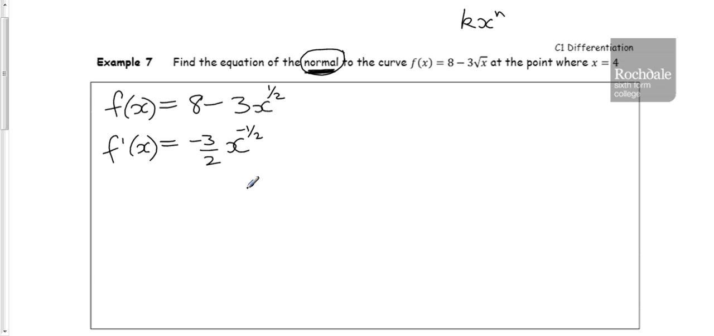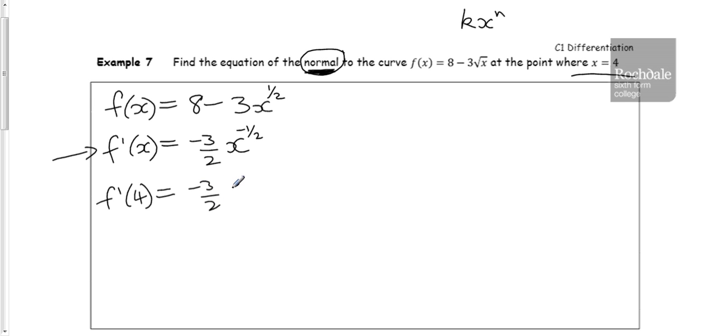So we've differentiated there. Now we want to find the equation of the normal at the point where x is 4. Now this will give us the gradient of the tangent. We must bear that in mind. We don't want the tangent, we want the normal. So let's sub in 4. And remember that'll give us the gradient of the tangent. We'll then need to do something with it to get the gradient of the normal.